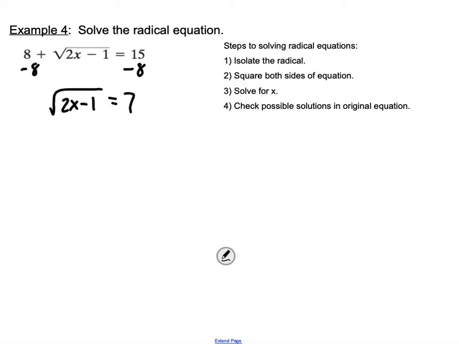Second step, square both sides of the equation. So let's get rid of that square root by squaring both sides. So a square and the square root cancel each other out, and we're left with 2x minus 1. Right-hand side, we have 49. Have to solve for x, that's step 3. So let's just add 1, and then we're going to divide by 2.